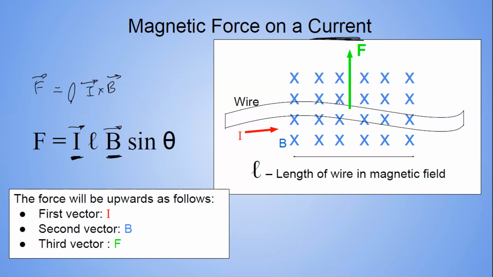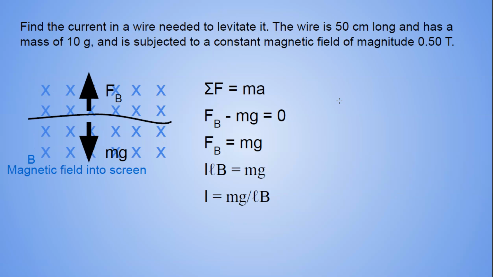If you had a problem, let's see if there's an example. Yeah, here's one. Find the current in a wire needed to levitate it. What if we wanted to overcome gravity and just have a wire float in midair? How much current would we have to use, or how much magnetic field would we have to have? In this case, we're going to change the current and make the thing just float. Since there's a couple of forces, we drew a little force diagram here, and that's good practice anytime there's forces going on. Just go ahead and draw a little free body diagram, and think about what's pushing and pulling on this wire to make it float.